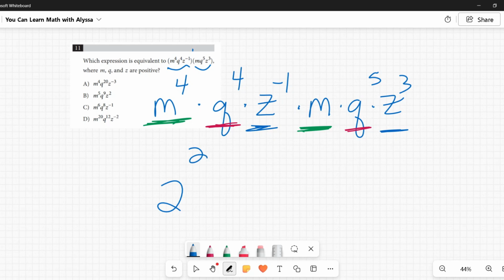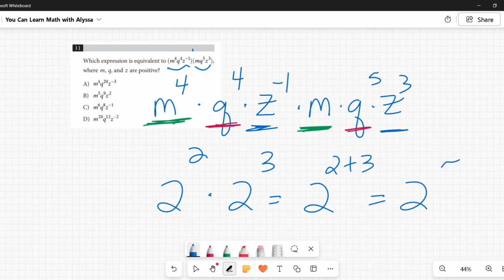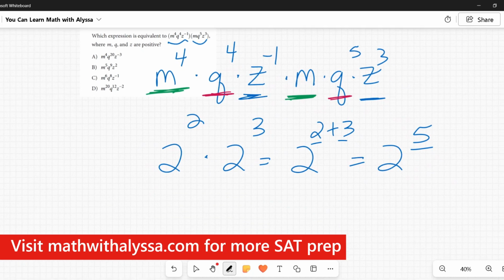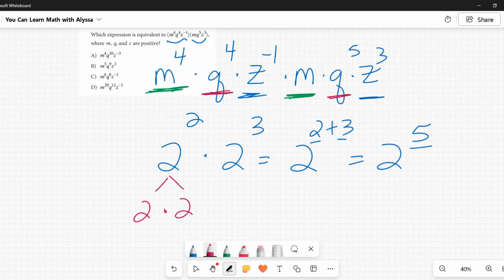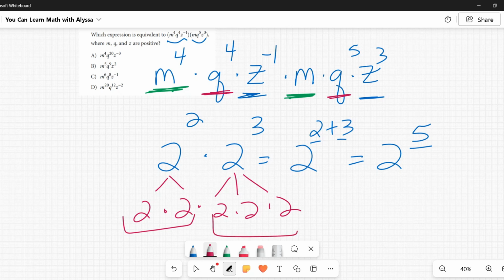So if I had 2 squared times 2 cubed, I keep the same base, I add the exponents, and I get my answer. So 2 squared times 2 cubed is 2 to the power of 2 plus 3, or 2 to the power of 5. Here is the reason why this works. When we say 2 squared, we're saying 2 times 2. When I say 2 cubed, I'm saying 2 times 2 times 2. Well, how many times am I multiplying 2 together now? 2 times, then 3 more times. 2 plus 3, those are 5 2s. This is why it works. It's just counting them up.